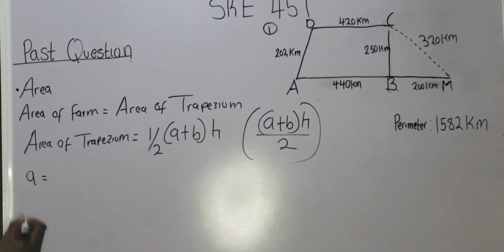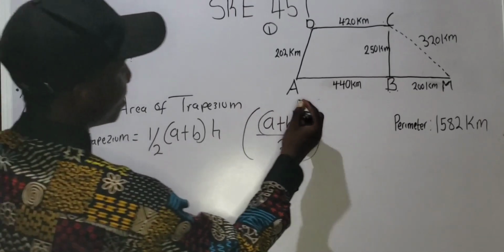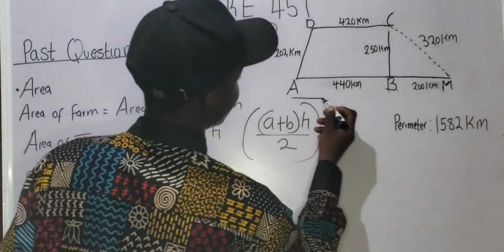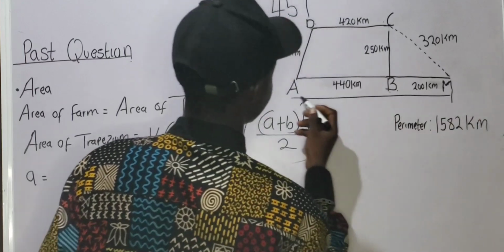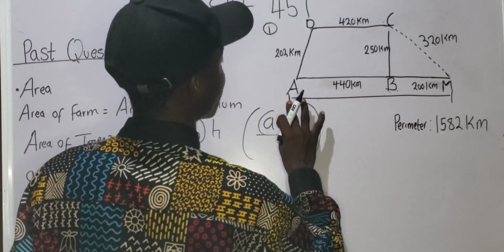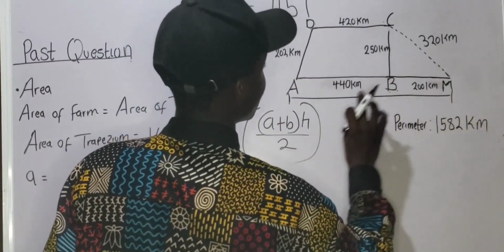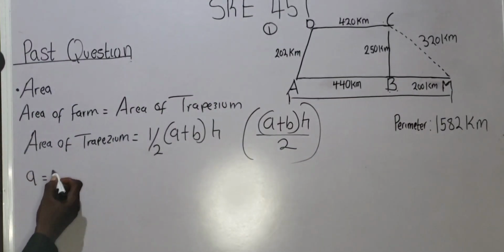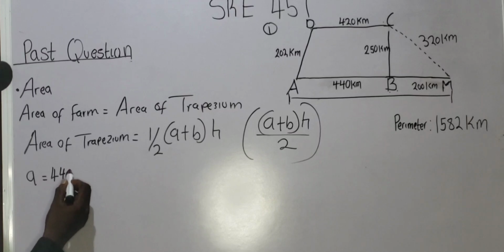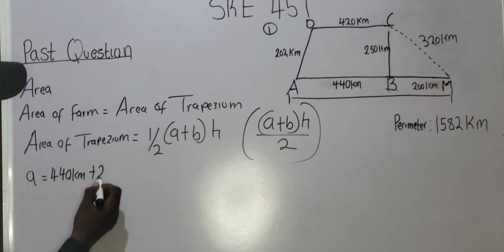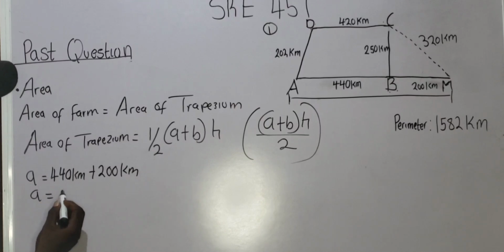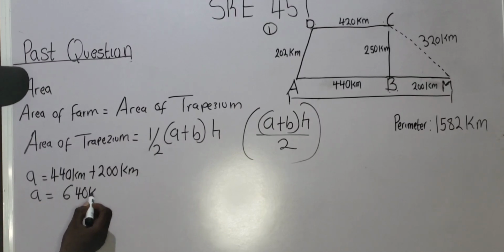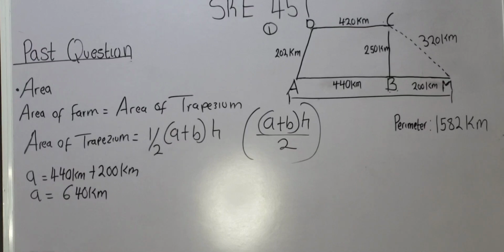A is the total length, from here to here. That is A. And the total length from this point to this point is 440 kilometers plus 200 kilometers. So side A is 640 kilometers. You understand?